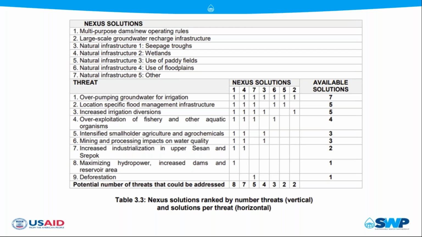The threat, therefore, in the three basins, 1 to 9, starting with overpumping, groundwater irrigation, all the way down to deforestation. And then these were assessed against the geography, the information available in the three basins, and the nexus solutions. And you'll see, therefore, that they are prioritized. How many solutions can be applied to solve that threat, and which ones are they, so that we can understand what's possibly available. There may be a number of solutions available to solve overpumping for irrigation, and it could be a combination of different solutions as per the top of the table.